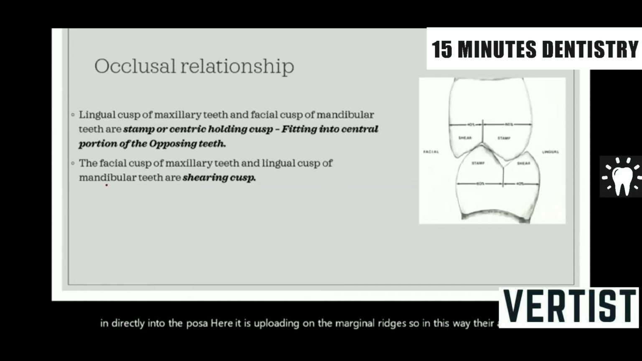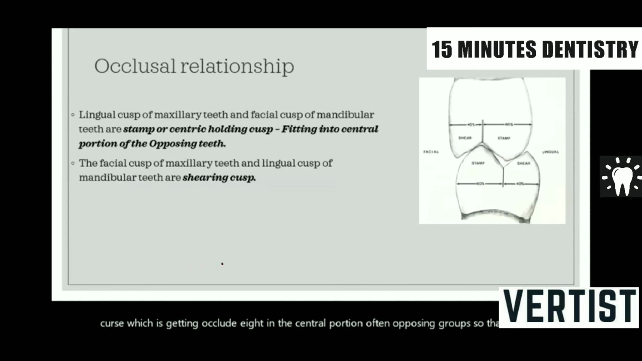Now, there is another important term which was asked some years back: stamp cusp and shearing cusp. Stamp cusp is nothing but the centric holding cusp, or in short, the cusp which is getting occluded in the central fossa of an opposing tooth. So that is called the stamping cusp. Usually, in a tooth, the stamp cusp will constitute 60% of the part.